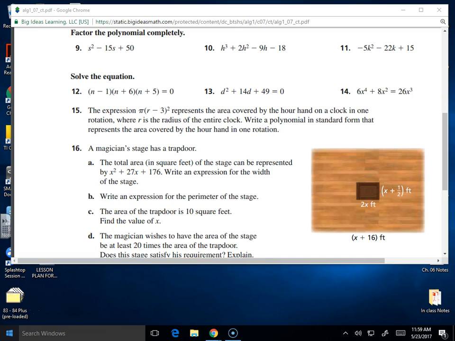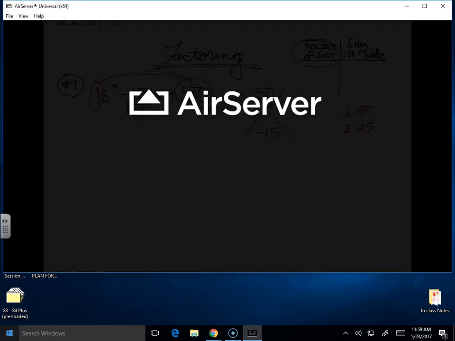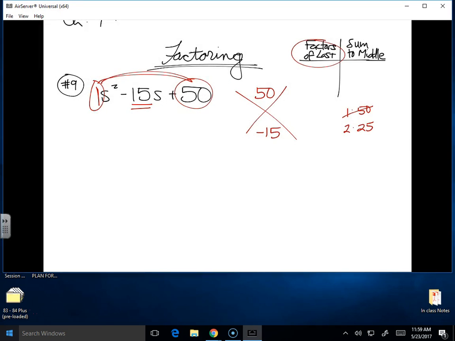Okay, any questions on number 9? So basically you find the factors of the biggest number, or just the last? Well, technically it's the first times the last. So see how I multiplied 1 times 50 is 50. So I'm breaking that number down. And then once you break that down, hopefully one pair adds or subtracts to the other. That's your perfect pair.